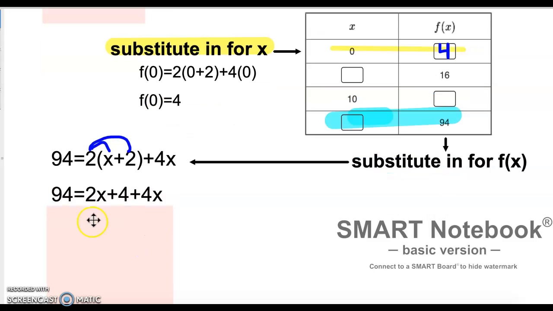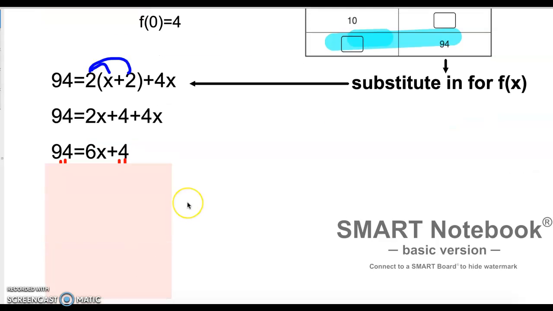So when we do that, we get 94 is equal to 2 times x is 2x, and 2 times 2 is 4. So 94 is equal to 2x plus 4 plus 4x. Now that we've distributed, we're going to combine like terms. So this 2x and the 4x, we can combine those to get 94 is equal to 6x plus 4. That plus 4 we want to move to the other side of the equation because our goal is to get x by itself. So the inverse of adding 4 is subtracting 4.